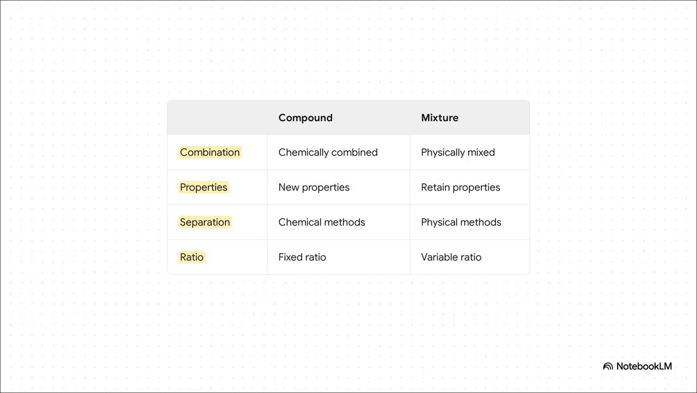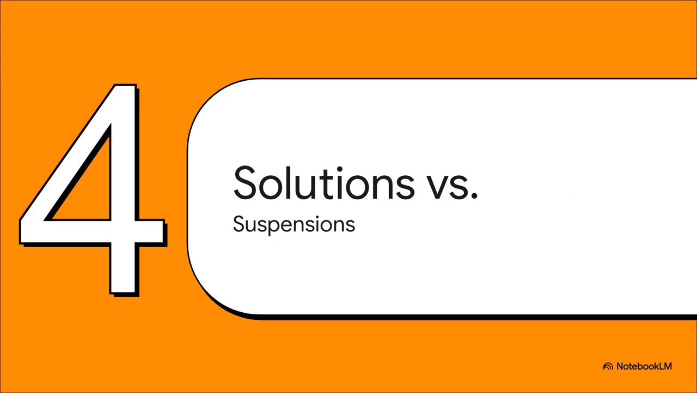Think of it like baking a cake. You can't unbake it. You need a chemical reaction to separate it. But in a mixture, things are just physically mixed. Each part keeps its own identity. Think of a salad. You can still see the lettuce, the tomatoes, and you could totally pick them out again. It's just a physical separation. That's the core difference. But wait, there's more. When it comes to mixtures, there are a couple of different types. Let's dig a little deeper into solutions versus suspensions.